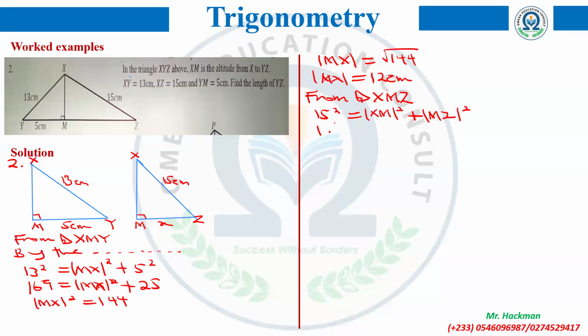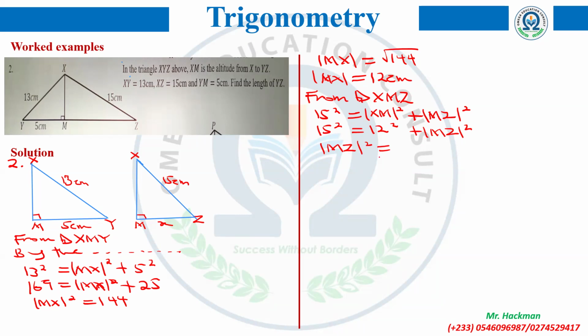So now I'm going to get 15 squared is equal to, I know XM now. What is XM? 12. So 12 squared plus MZ squared. At this point, I make MZ squared the subject. So my MZ squared, I'm writing it here. That doesn't mean I have moved. MZ squared will be equal to, I'm moving this one, but I'll write their corresponding values.